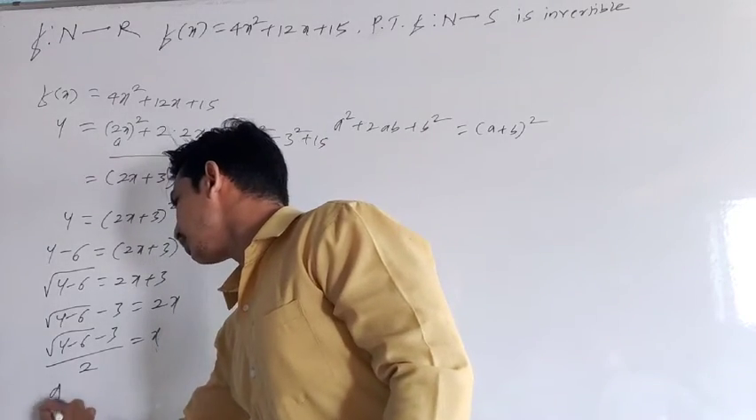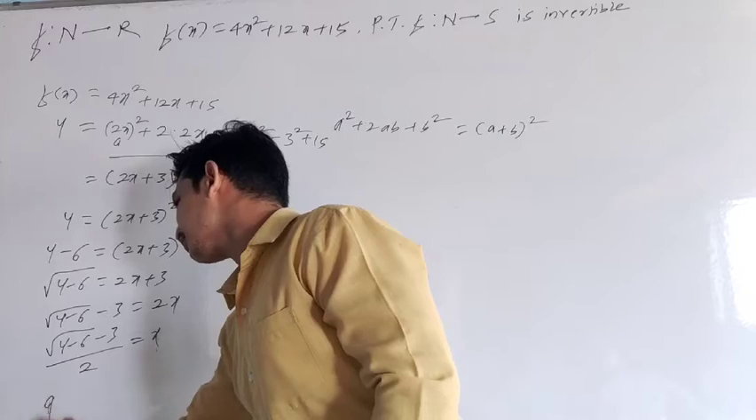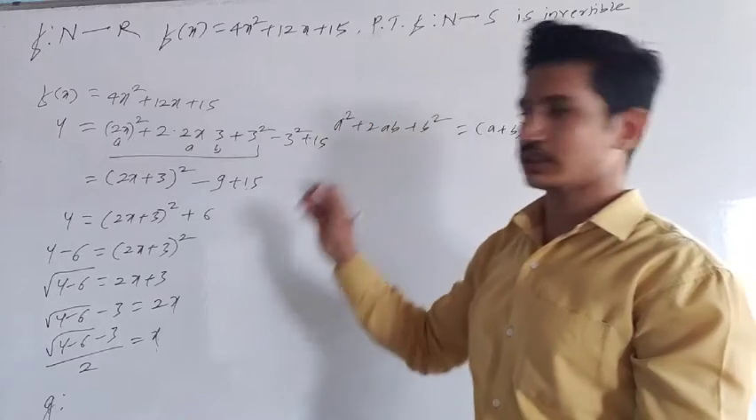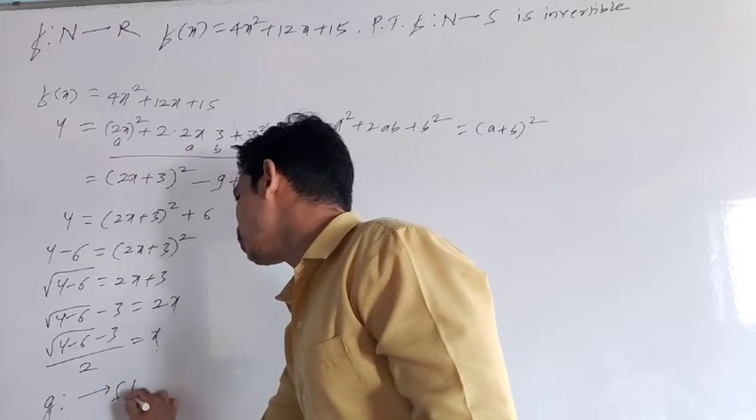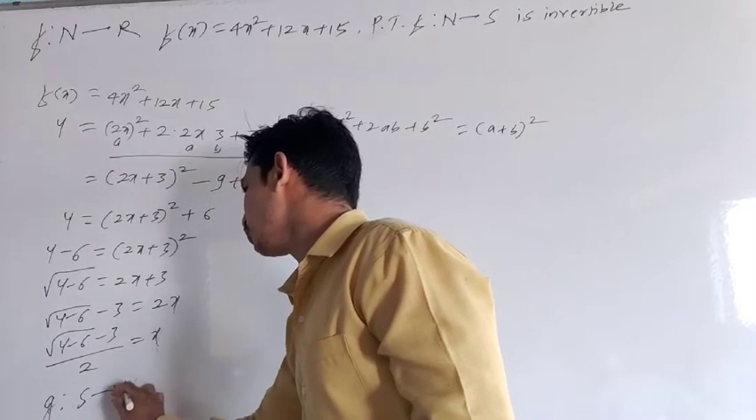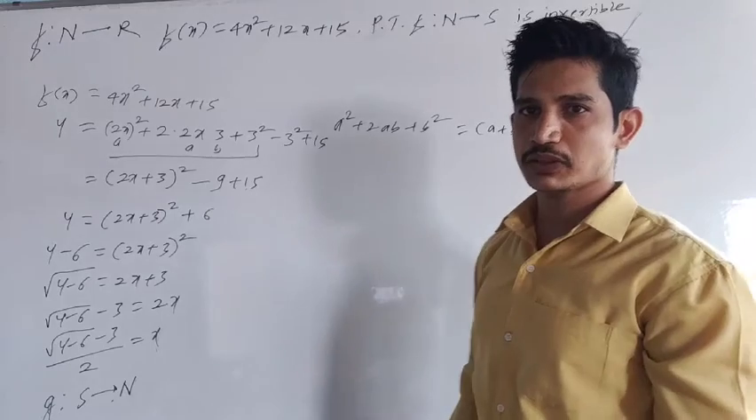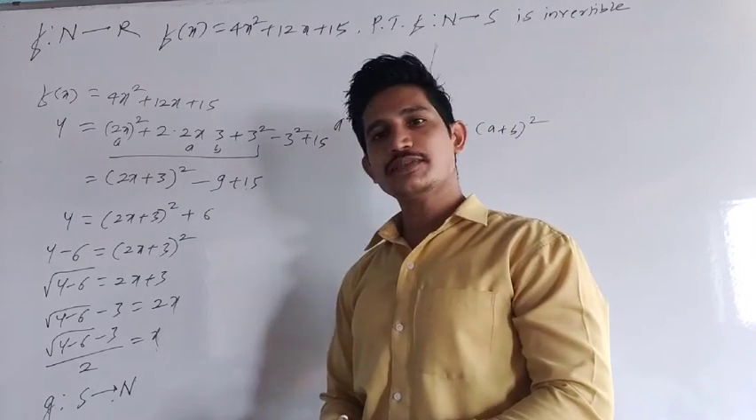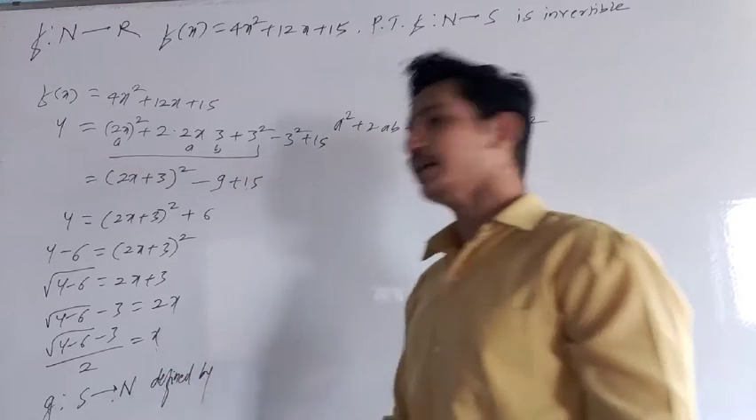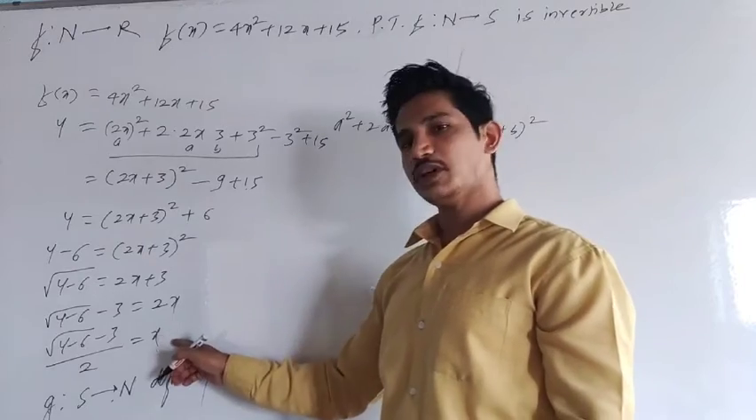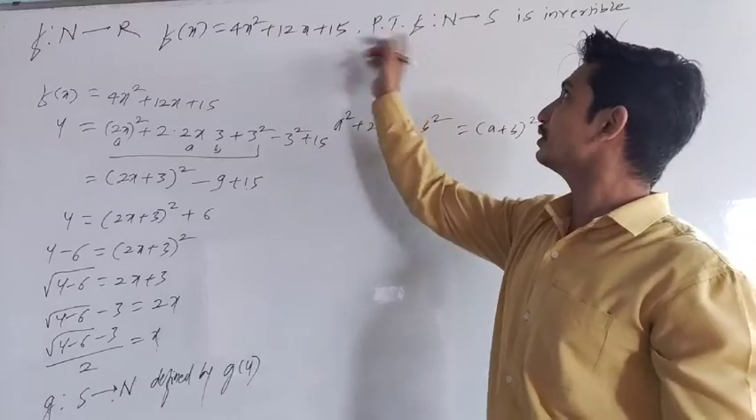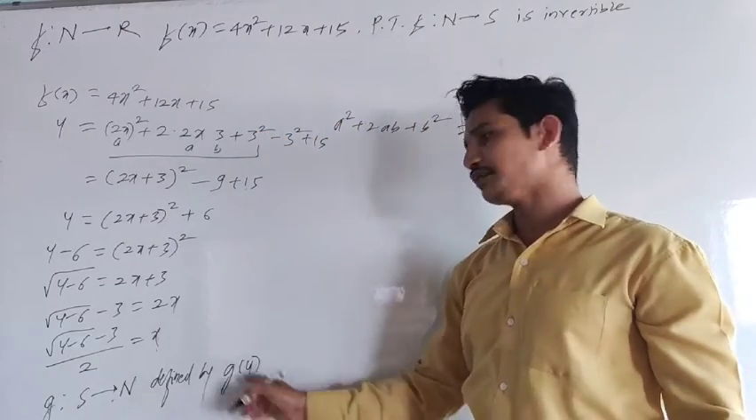How to write the g function here? The g function is defined from S to N, since f is from N to S. So g is S to N. How is it defined? We have f of x for the f function, and g of y for the g function.